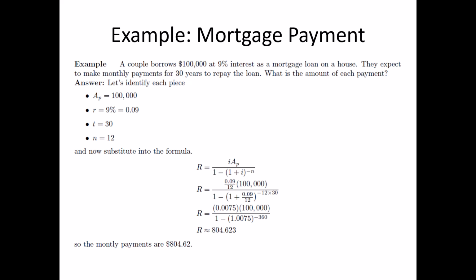So we're going to identify each piece. A sub P is $100,000. Little r is 9%, or 0.09. t is 30, the number of years, and n is 12, the number of times per year we're going to make a payment. Now we're going to substitute this into the payment formula, and we end up with approximately $804.62 as the monthly payment.